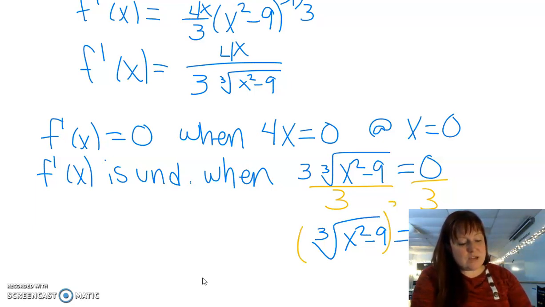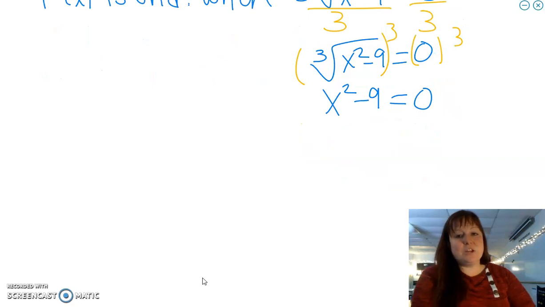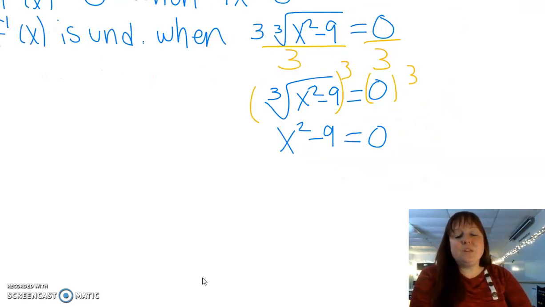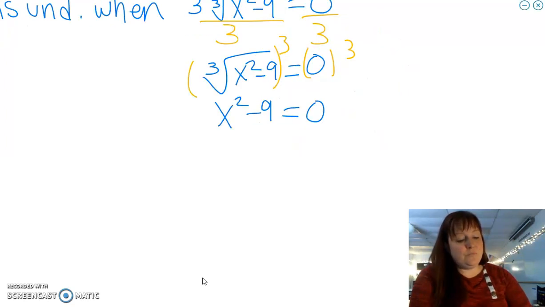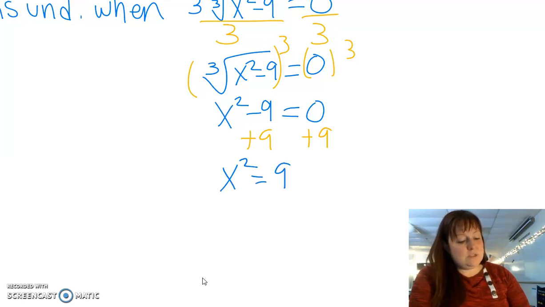So we're going to cube both sides to get rid of that cube root. And now we have x squared minus 9 is equal to 0. So then we add 9, and we get x squared equals 9. And then we take the square root of both sides, and we get x equals plus or minus 3.